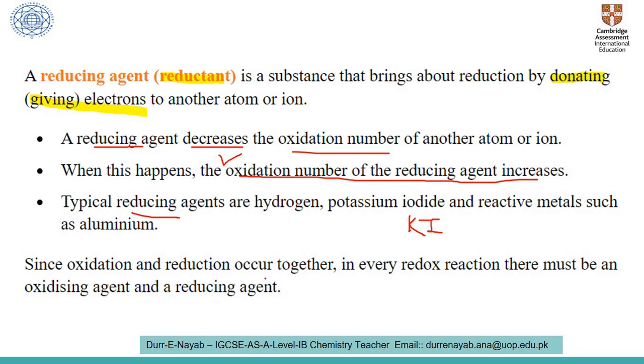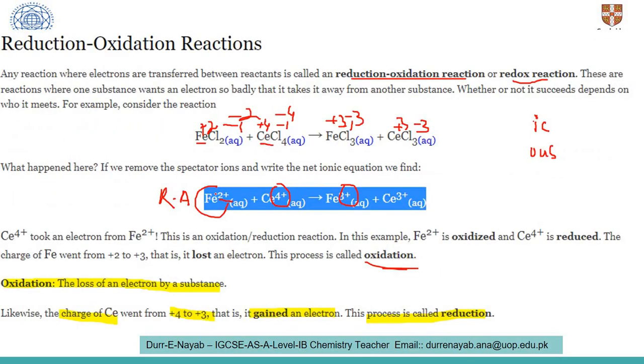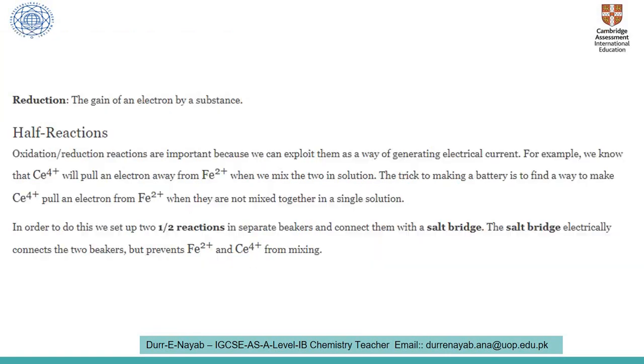Since oxidation and reduction occur together in every redox reaction, there must be an oxidizing and a reducing agent in every redox reaction. As I discussed with you, we can study reducing agents from this example as well, because this is a reduction-oxidation, a redox reaction, because oxidation and reduction are happening simultaneously.